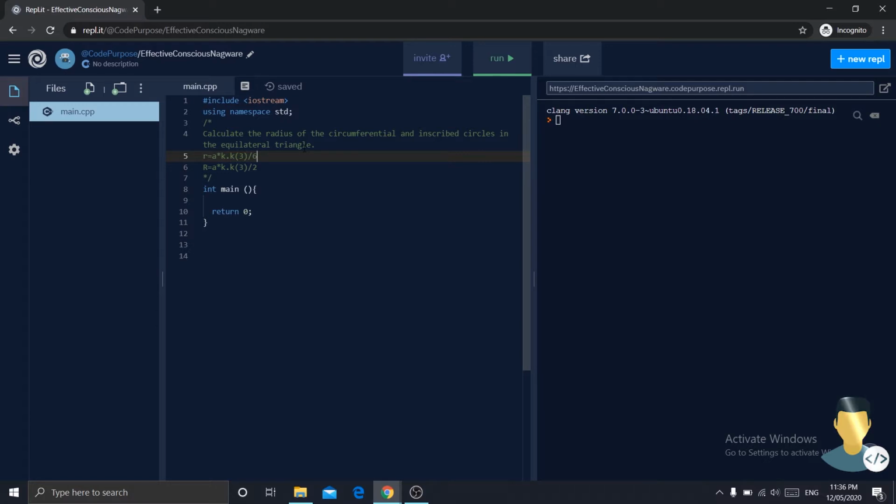It's been a while, and today we are going to do another simple exercise for beginners using C++. Today's exercise is that we are going to calculate the radius of the circumferential and inscribed circles in the equilateral triangle. These are the formulas on how we can calculate them. And now, of course, we will need a parameter which will be of type double.